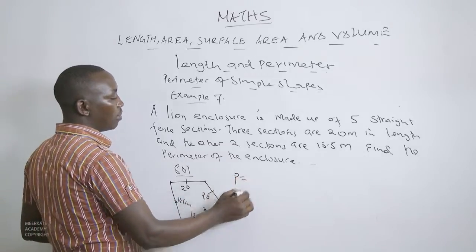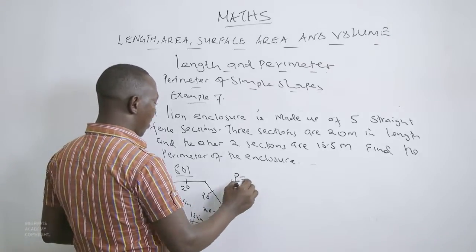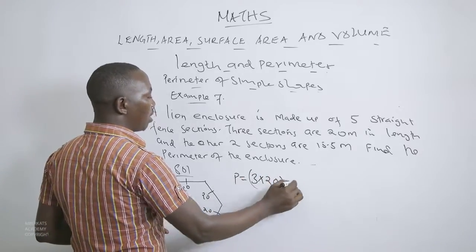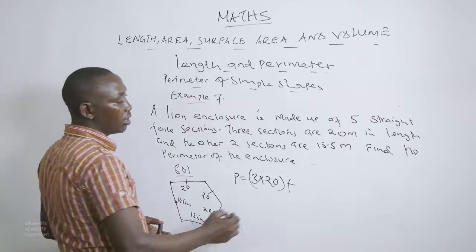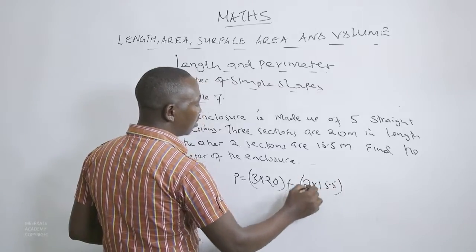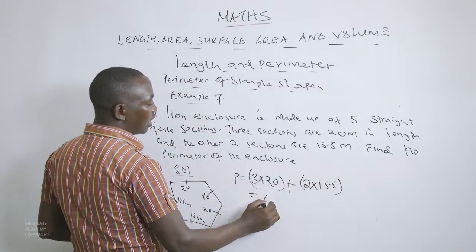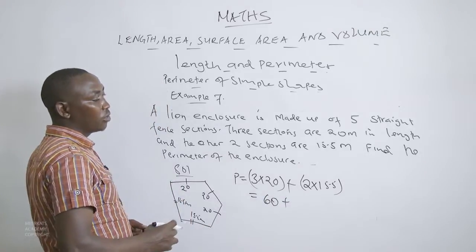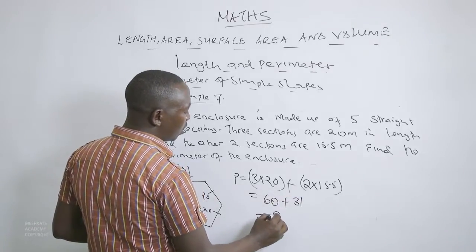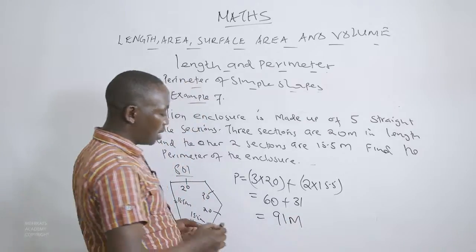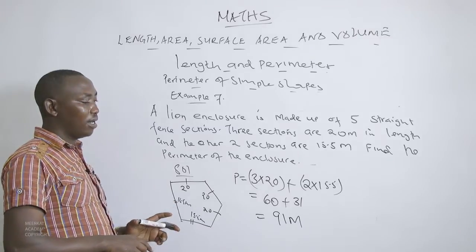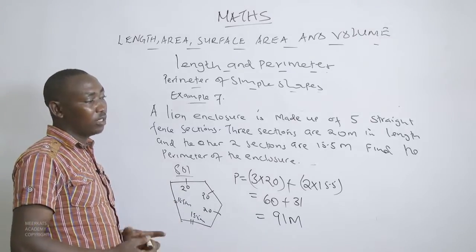So in case you need to get the perimeter of this particular shape, because the 3 sections are equal, you'll take 3 multiplied by 20, plus the remaining 2 sections, which are also equal, which shall be 2 multiplied by 15.5. So when you do that, you'll get 60 added to 2 multiplied by 15.5, which will give us 31. So when you add them, you'll get 91 meters. And that tells us that the perimeter of this particular den, or the lion's enclosure, is 91 meters.